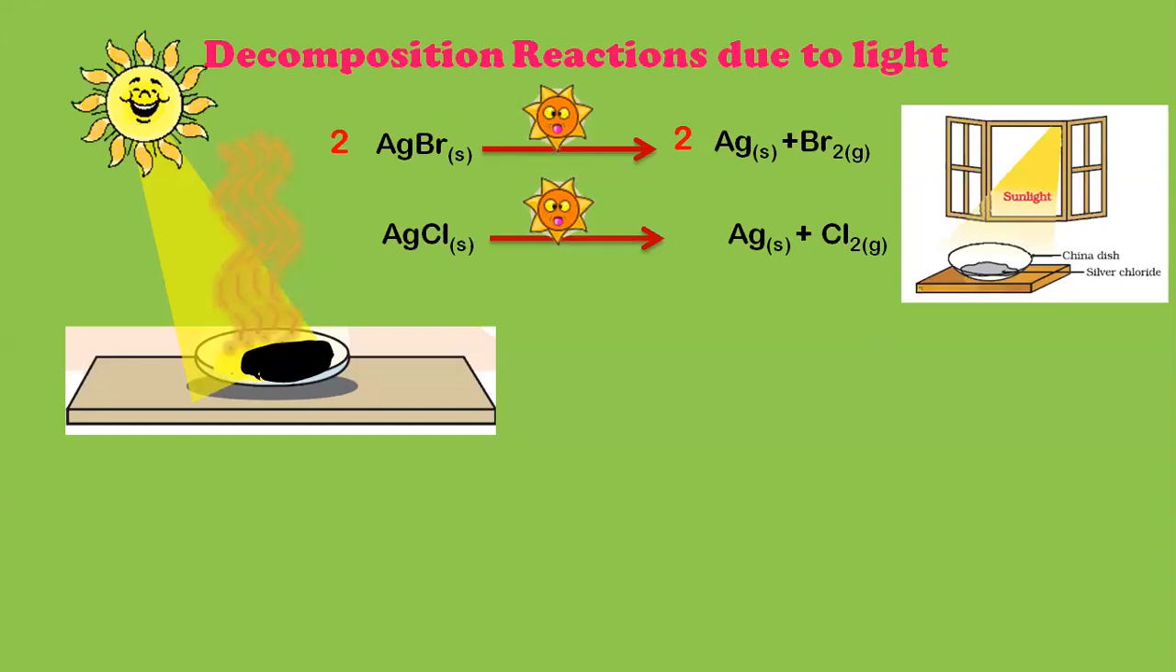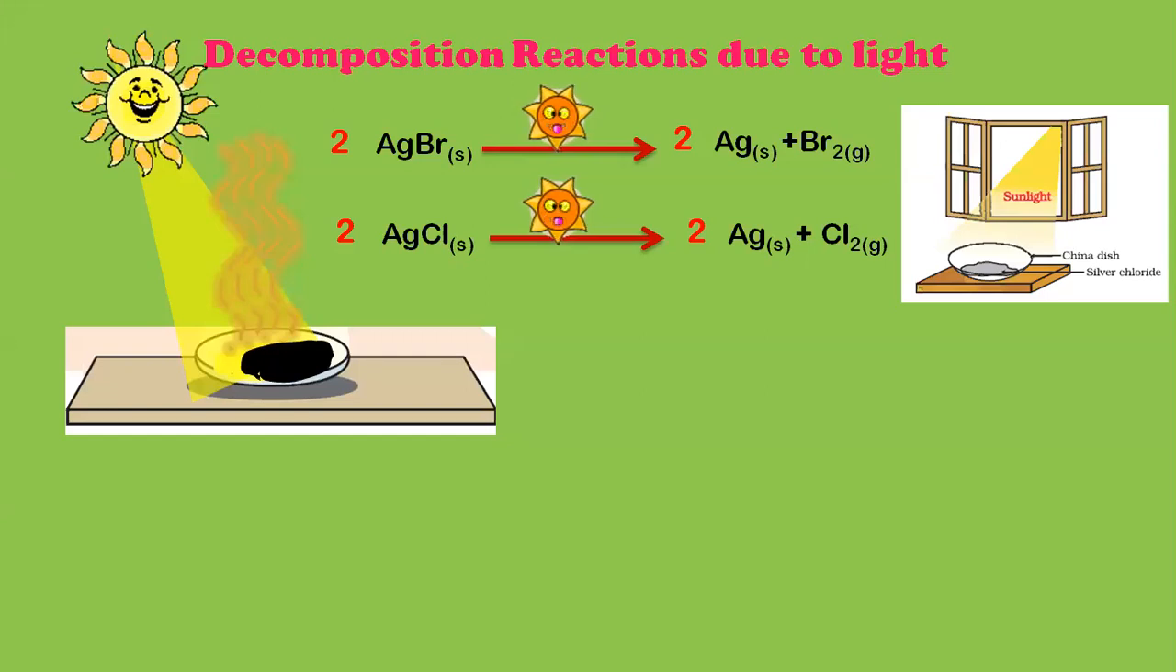And tell me, if you have written the equation, did you balance it? Both the Ags are same on left and right. Cl on left hand side is 1, Cl on right hand side is 2. So to balance it, we are going to put 2 in front of AgCl, and to make it equal, we are going to put 2 on the right hand side also. So this was an example of decomposition reaction which is carried out because of sunlight.